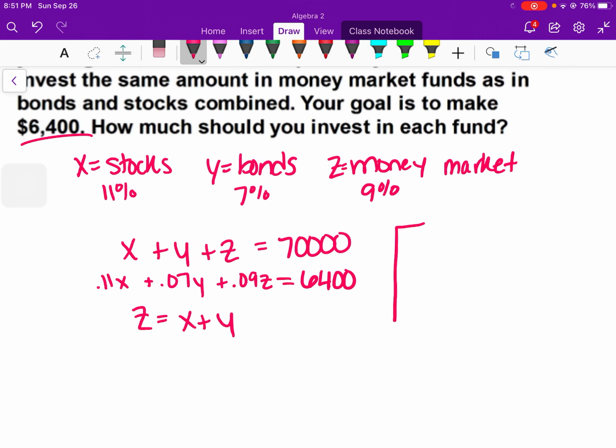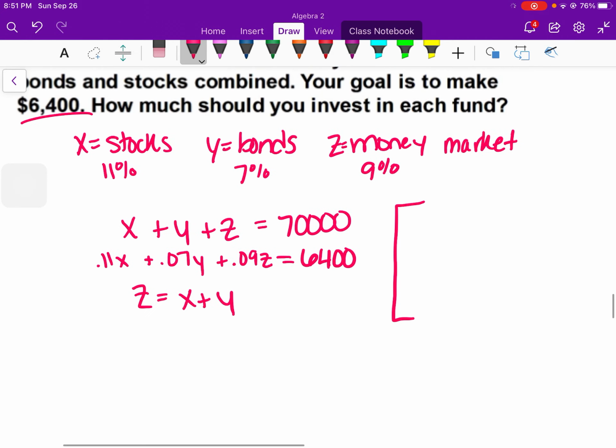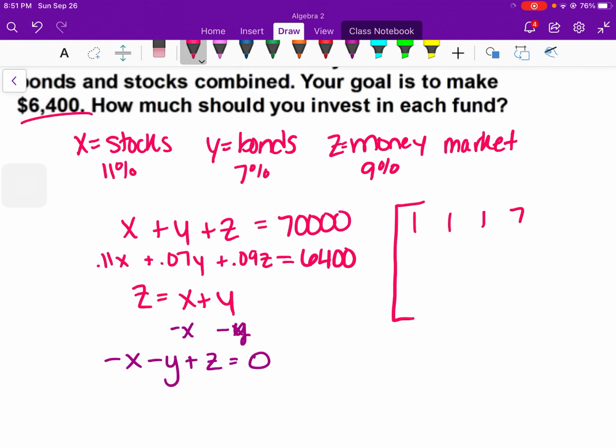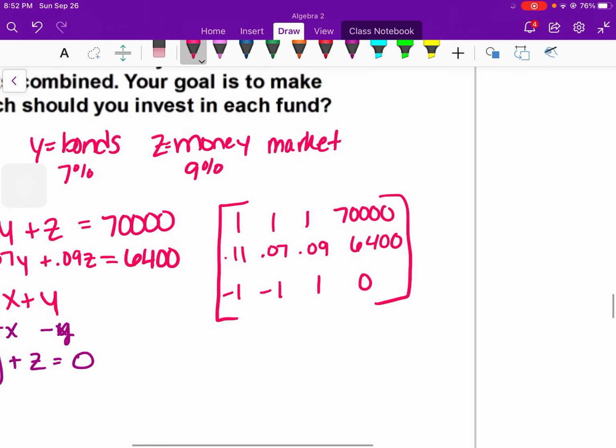So then it's a system of 3 equations with 3 unknowns. So you're going to set up your augmented matrix. You will have to subtract X and subtract Y in your last equation so that you have negative X minus Y plus Z equals 0 so that it lines up the same. So then your augmented matrix, your first row will be 1, 1, 1, and 70,000. And then 0.11, 0.07, 0.09, and 6,400. And then -1, -1, 1, and 0 for your last row.